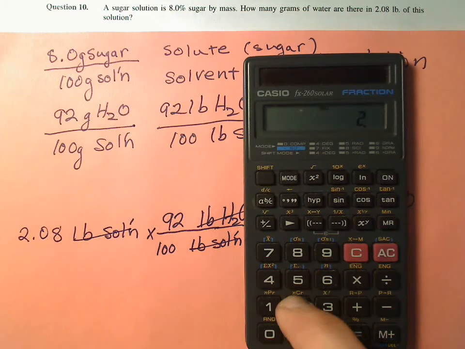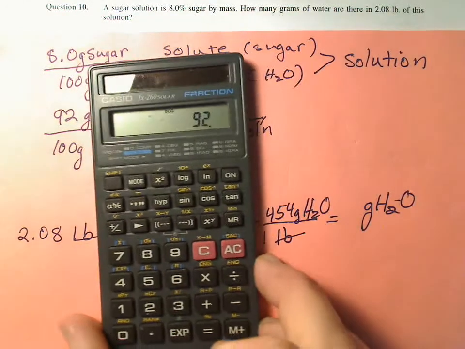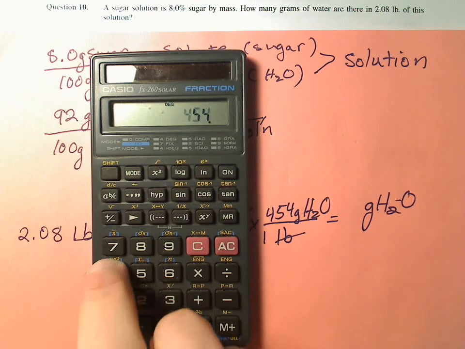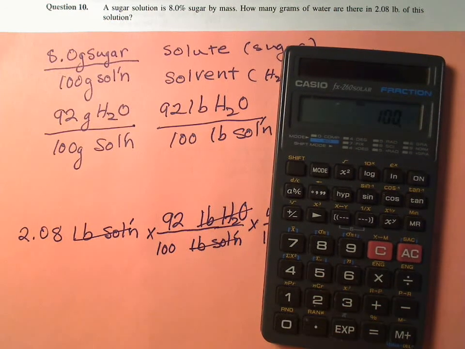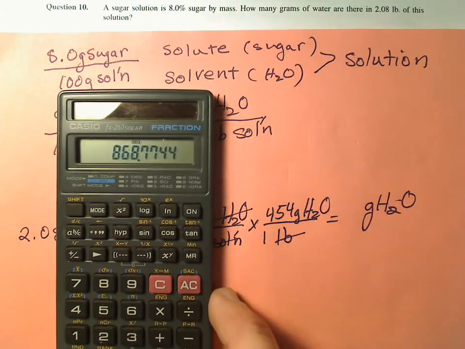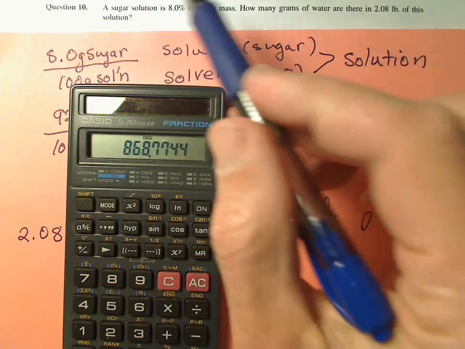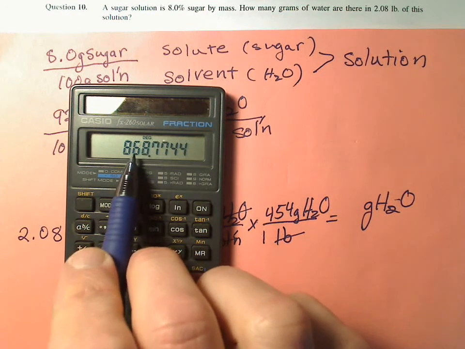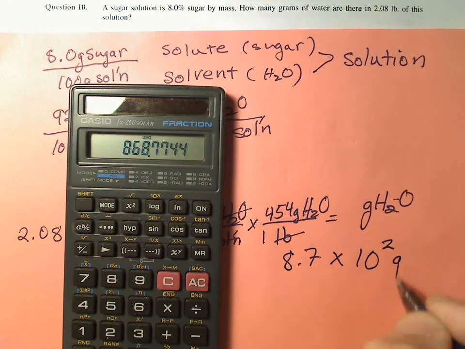So what do we have? 2.08 times 92 times 454, and 100 divided by 100 equals 868 grams of water. So how many sig figs do we have? Looks like 2 or 3, so it looks like 2 is going to do it for us. So that 8 here is going to make that 6 a 7. So 8.7 times 10 to the second grams of water.